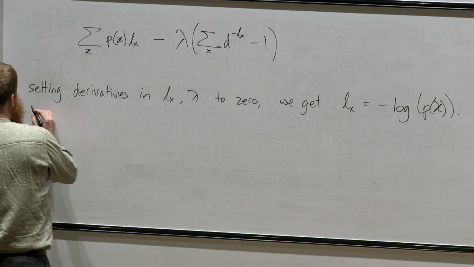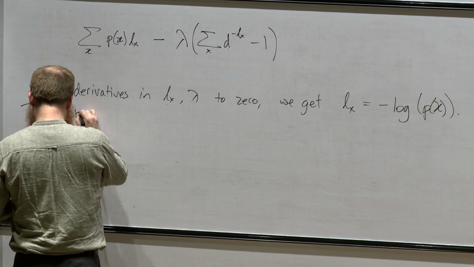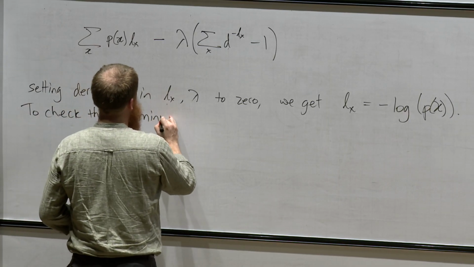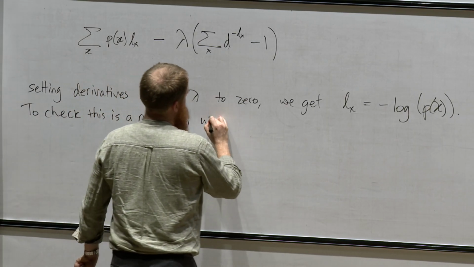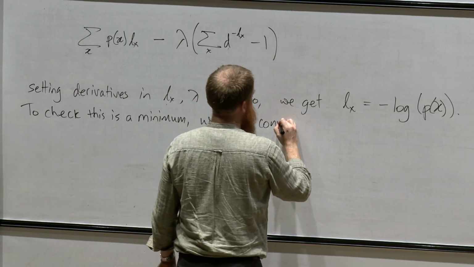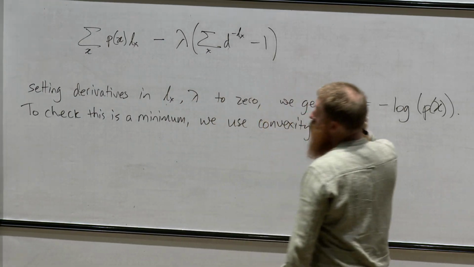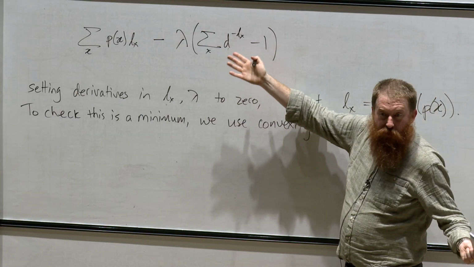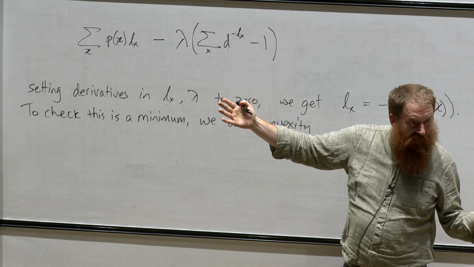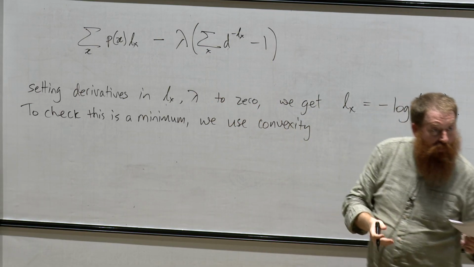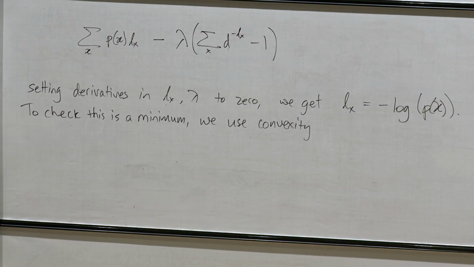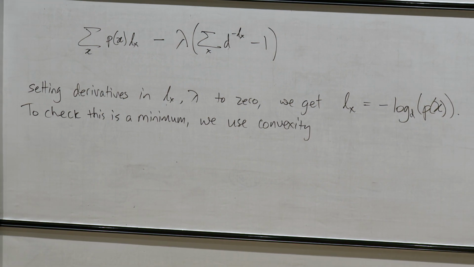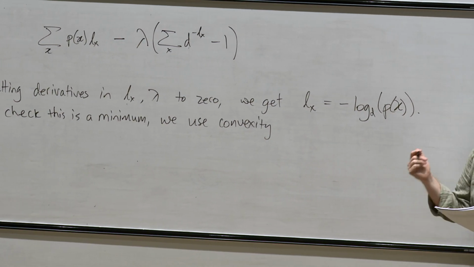So we need to check this is a minimum. To check this is a minimum, we use convexity. I'm not going to write it out, but the convexity comes because we know this sort of thing is nicely convex. You go through and you verify. You can use Gibbs' inequality, Jensen's inequality, the same thing. Yes, I assume that D is 2. Log D. There we are.